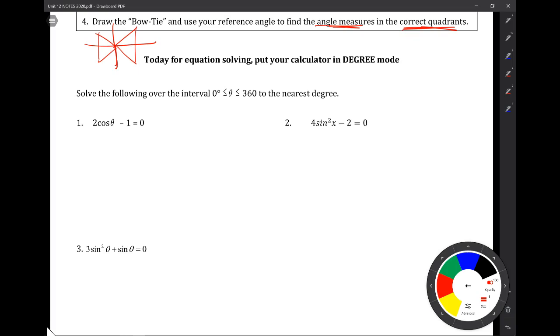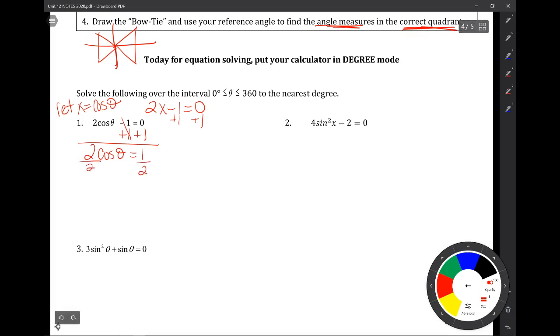I'm going to leave this in terms of cosine, but if it helps you, you could let x equal cosine of theta and rewrite this that way. And if that looks way easier to you, feel free to do that. But I'm going to leave the cosine in there. So if I want to solve for cosine of theta, I would add the 1 to the other side, just like you would here. I get 2 cosine of the angle is equal to 1. Divide by 2, divide by 2. So I get cosine of some angle is equal to a positive 1/2.